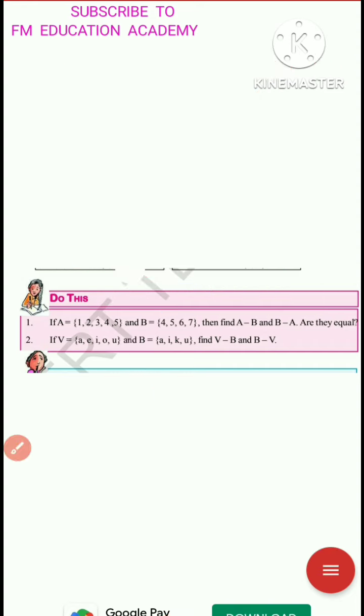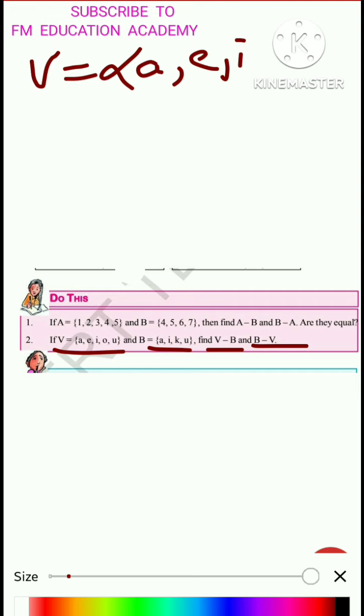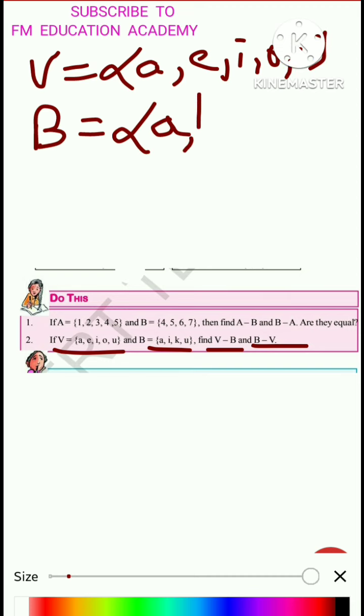Now let us see the second sum. In the second sum, it is telling, if V is equal to {a, e, i, o, u} and B is equal to {a, i, k, u}, find V minus B and B minus V. So what is V given as? V is given as a, e, i, o, u, and B is given as a, i, k, u.